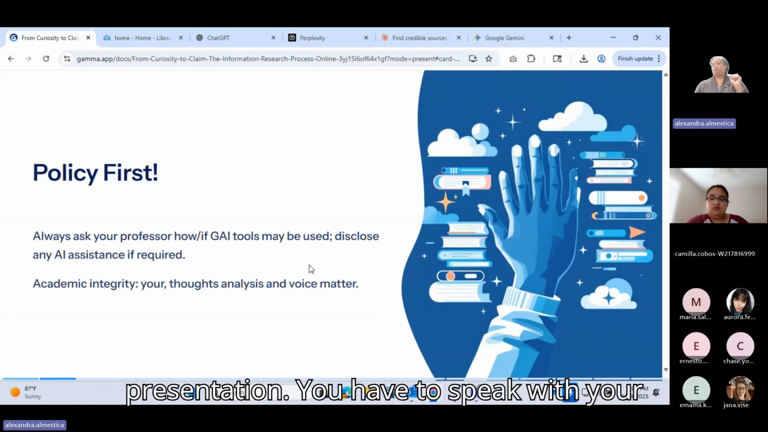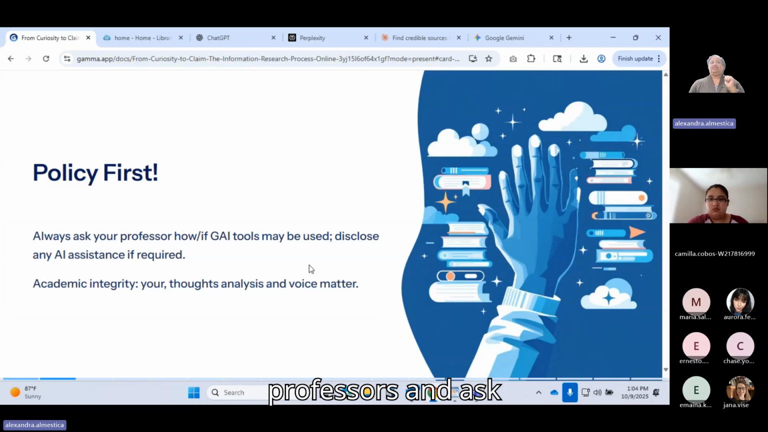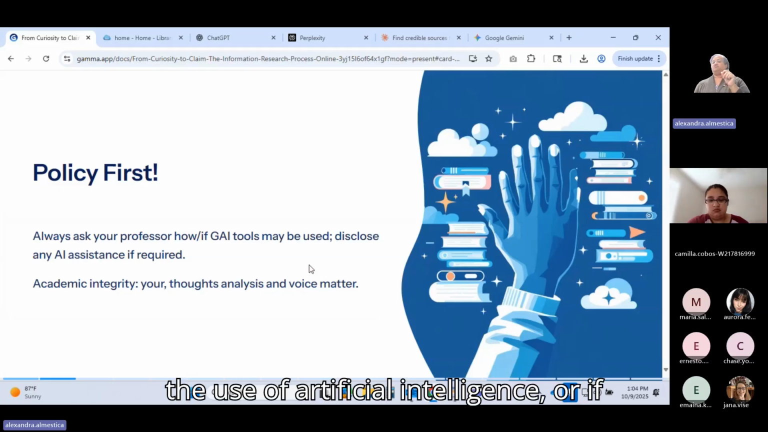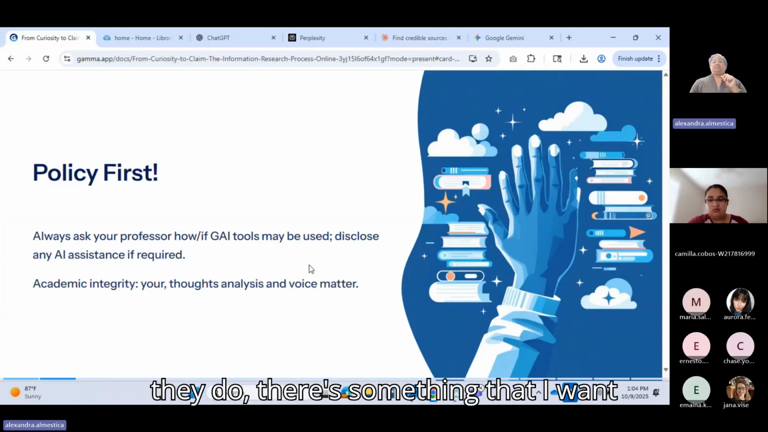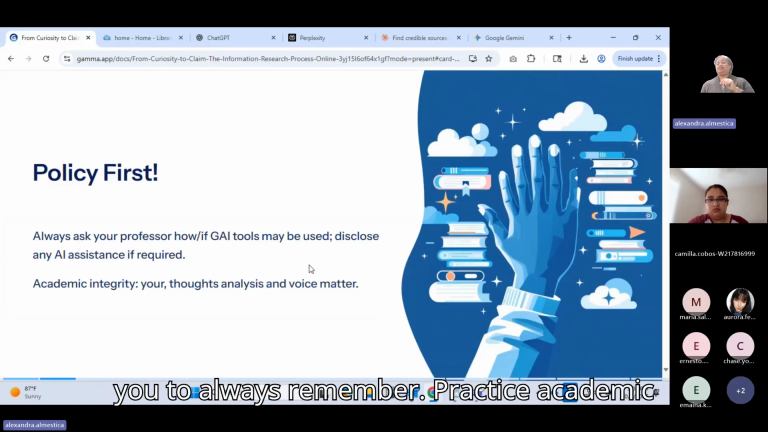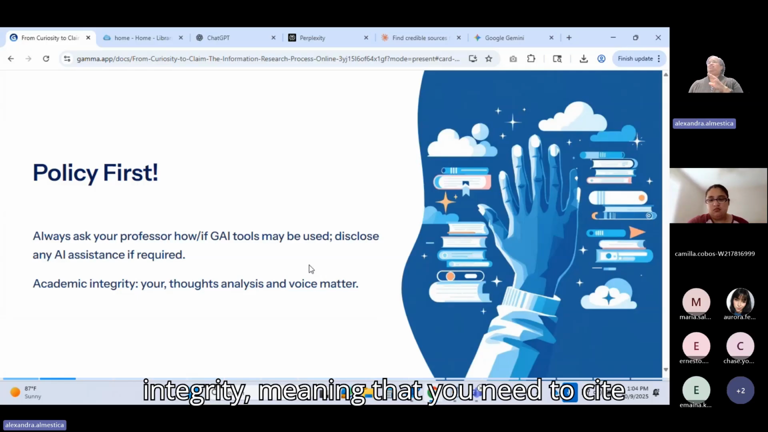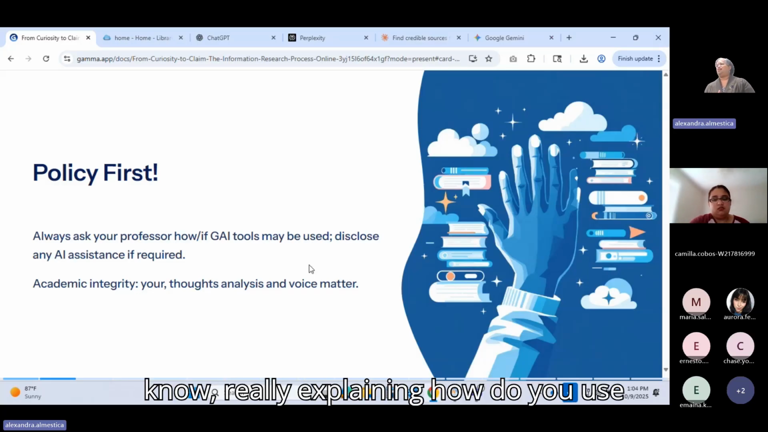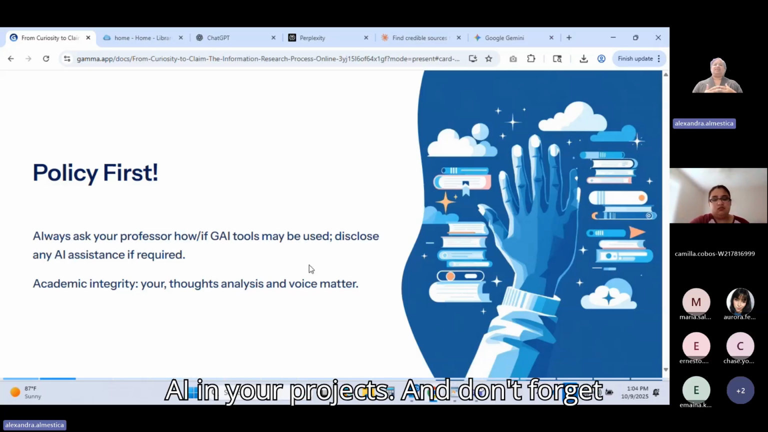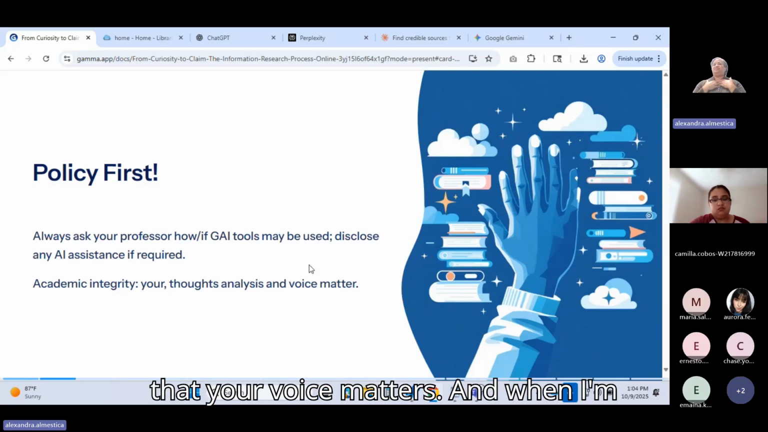You have to speak with your professors and ask them if they allow the use of artificial intelligence or if they do not. Okay, if they do, there's something that I want you to always remember: practice academic integrity, meaning that you need to cite AI. You should do a statement, really explaining how you use AI in your projects. And don't forget that your voice matters.